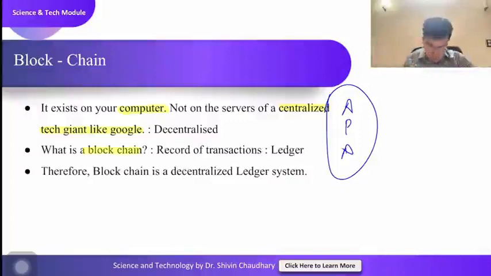Now, what is a blockchain? It is a record of transactions, means it is a ledger. It is not on a central system. It is maintained with everybody's computer, so it is decentralized. तो अभी हमने बस इतना समझा that it is a decentralized ledger.